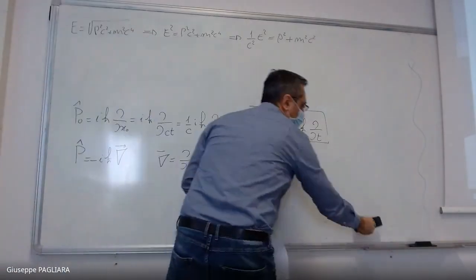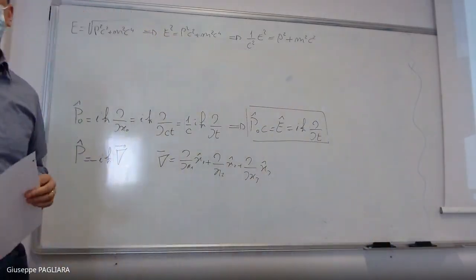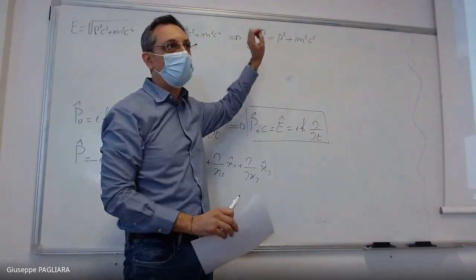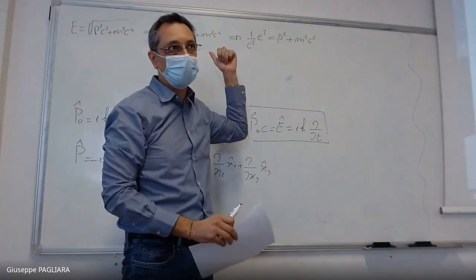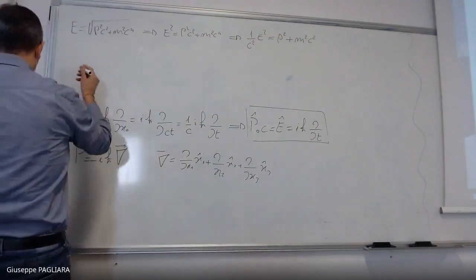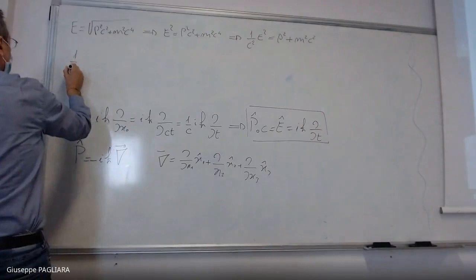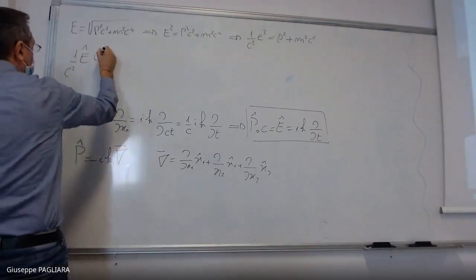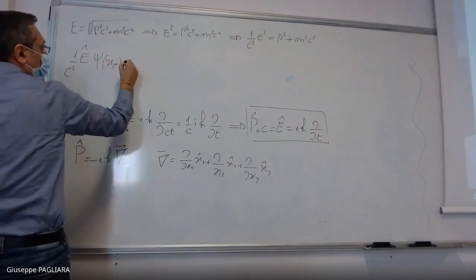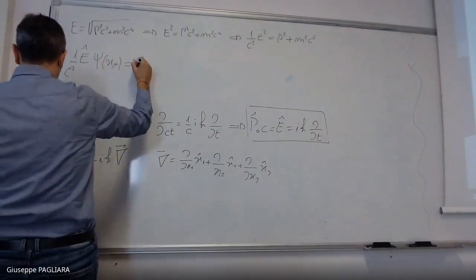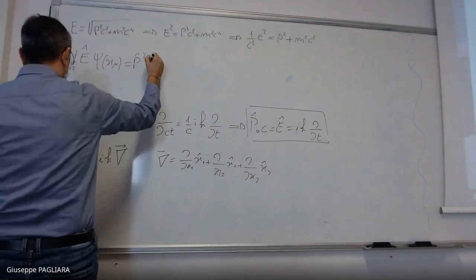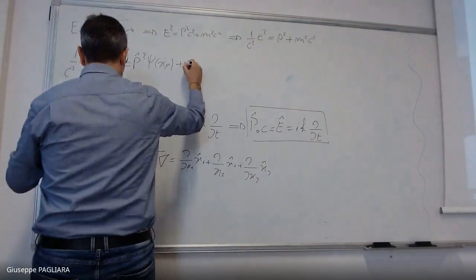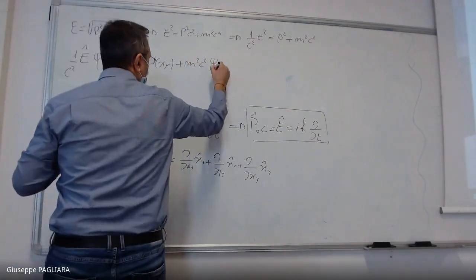So this is the starting point to construct the equation. What we have to do now is to replace energy and momentum with the energy operator and the momentum operator, and to make these act on our wave function. So this becomes 1 over c squared, the energy operator squared acting on the wave function ψ(x^μ), equal to p squared acting on the wave function, and then we have just the mass term acting on the wave function.